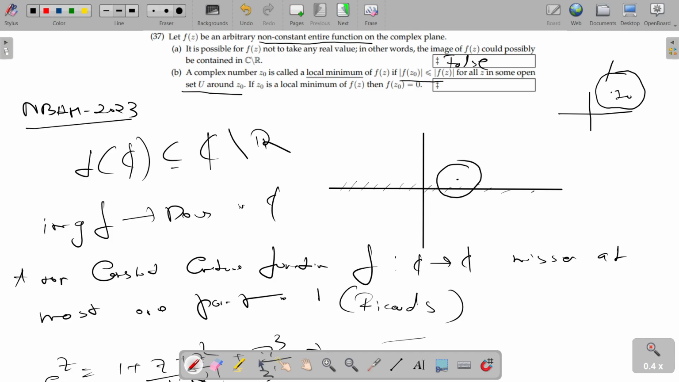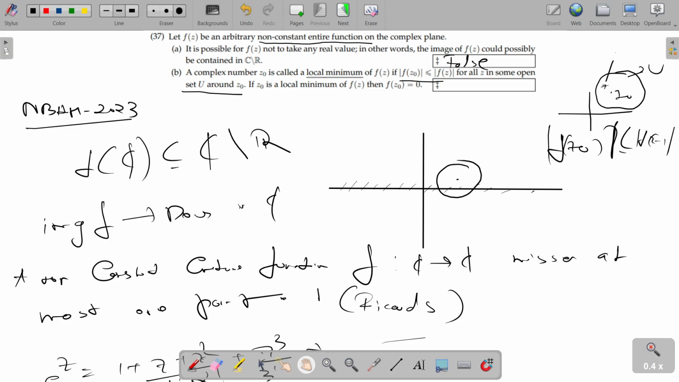Let's say z is here, and this is U. So what will happen if z naught is a local minimum? Mod of f(z naught) is less than or equal to mod of f(z). So it is given. We will get basically a neighborhood in some open set.